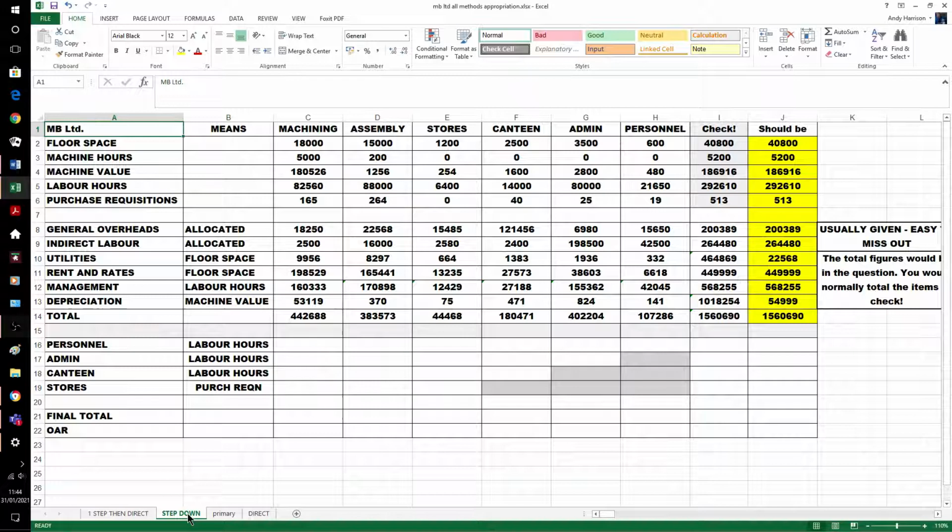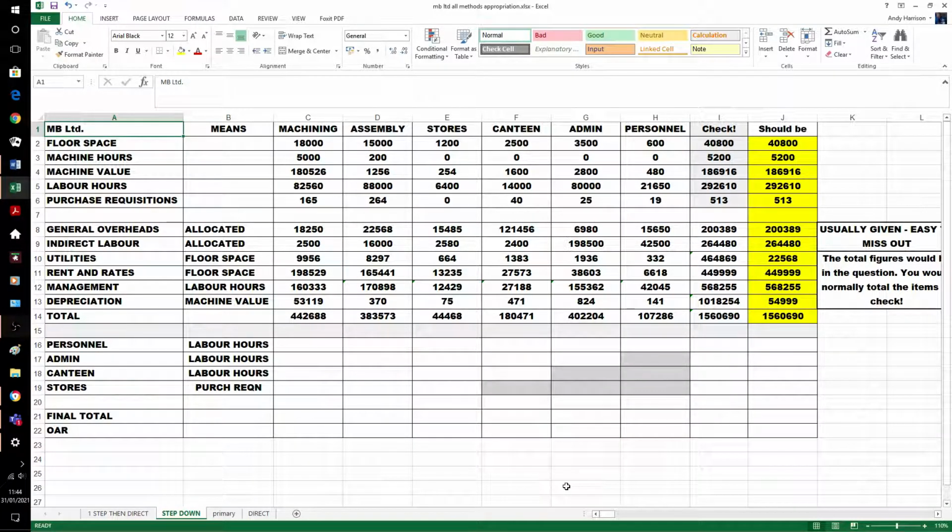Now, a bit more complicated. So we've already done the primary bit. It's just the reappropriation and reallocation that needs doing slightly differently. This is supposed to be more accurate. You have the departments that are closest to the production on the left and the ones that are furthest away on the right. And we'll see how to do it.